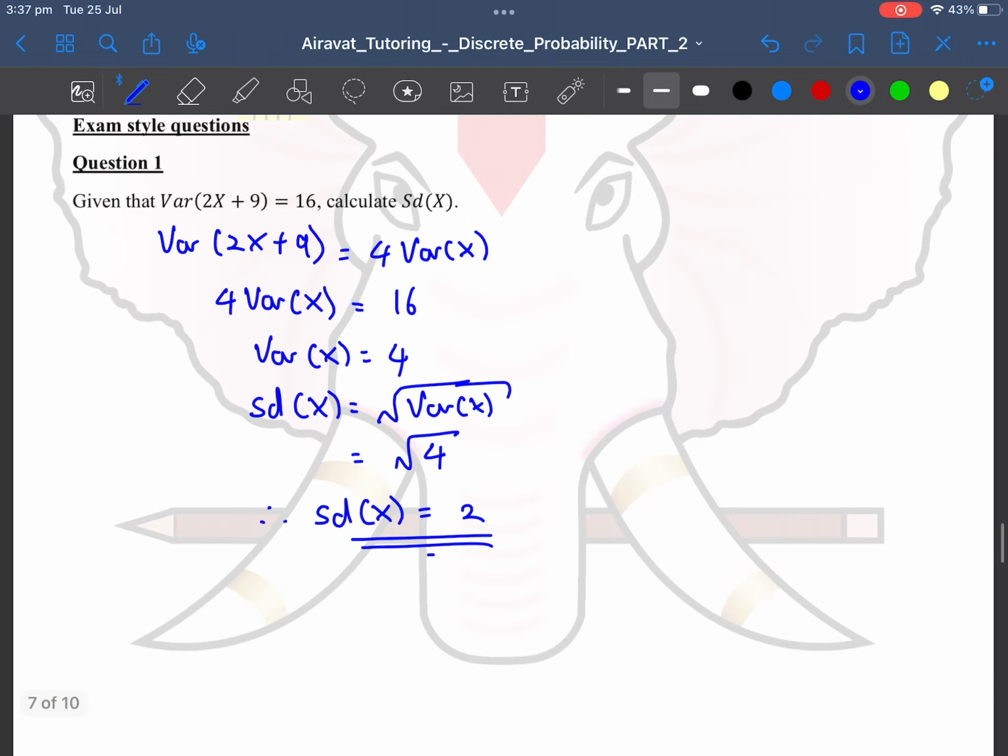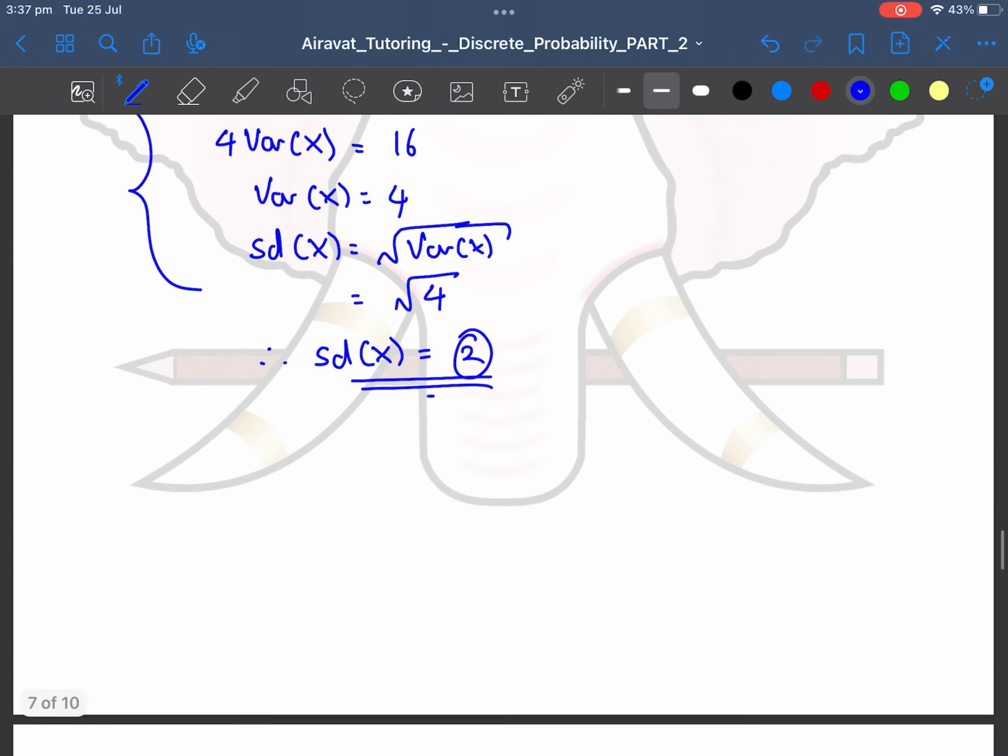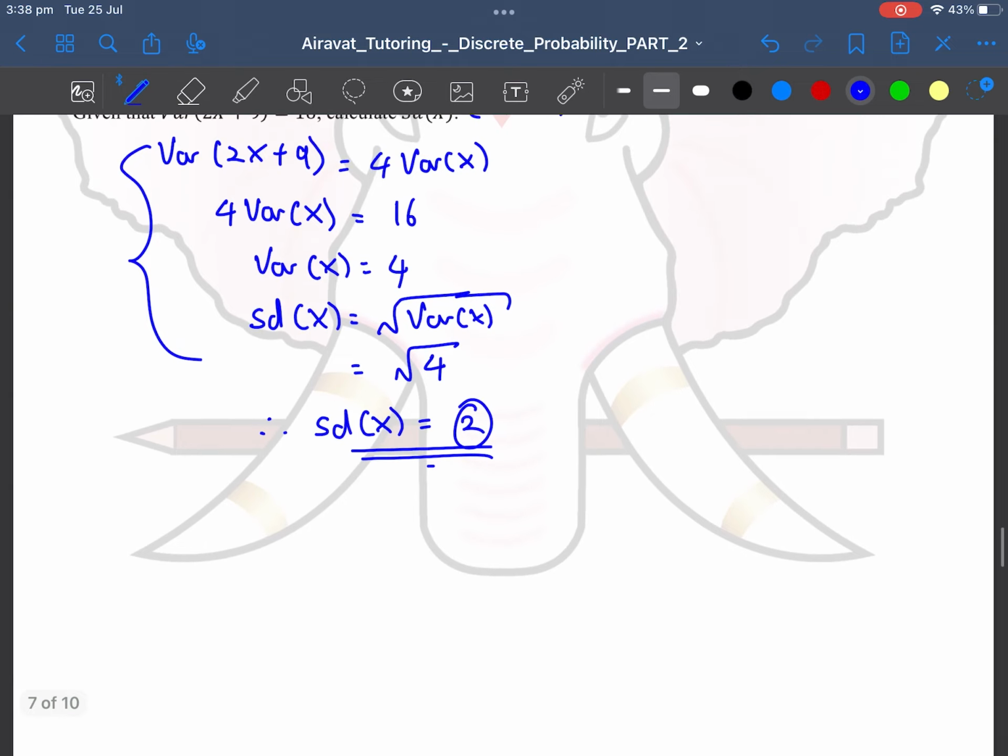And where are your 2 marks? Well, 1 entire mark for working out, and the other part is just the correct answer. So 1 mark for this and 1 mark for using the correct method. And there you go, that's your 2 marks. So this has to be a 2-marker question. I just explained what the marking scheme is.